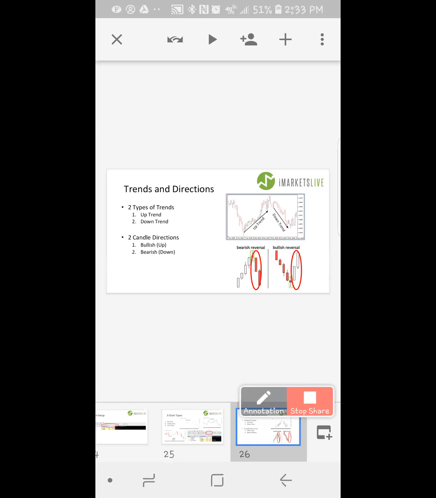Then you have two candle directions. Bulls are up, and Coach Ray gives a good example of how to remember this. Chicago Bulls, they play basketball. They got to shoot the ball up into the hoop.